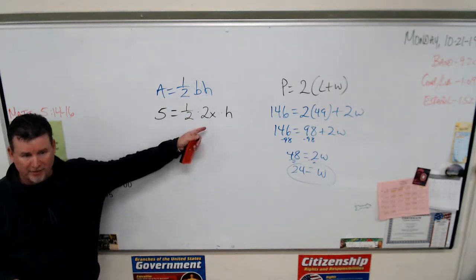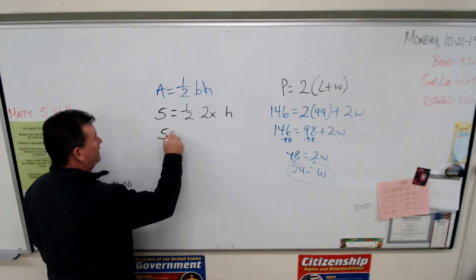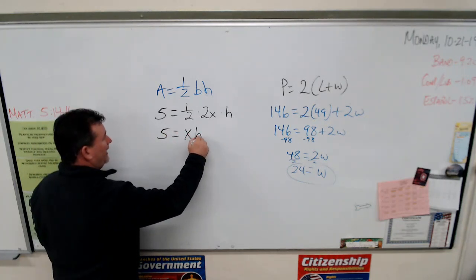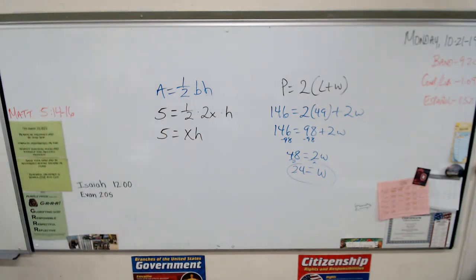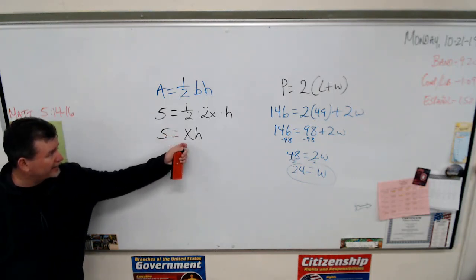Half of 2x is 1x. Can I hear an amen? Amen. So 5 equals xh. I'll stop there. Digest that. If half of 2x is 1x, and we're multiplying everything together, then the area is x times the height.